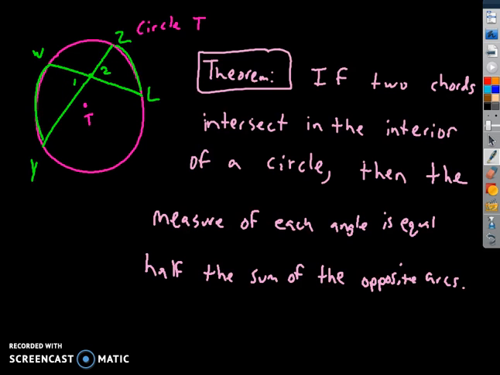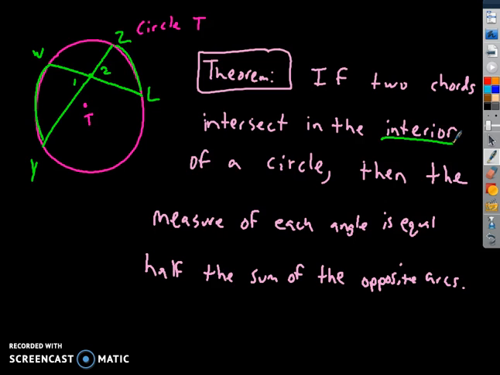Alright, so what I have is this. If 2 chords intersect in the interior of a circle, it could also be 2 chords meeting outside the circle, but here it's the interior. If 2 chords intersect in the interior of a circle, then the measure of each angle is half the sum of the opposite arcs. So what I mean is this.